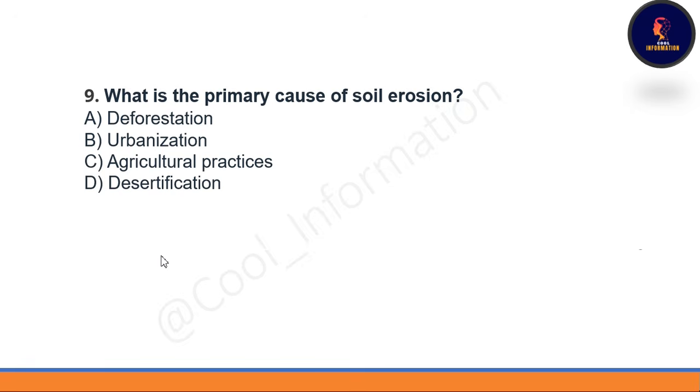So the correct option will be option number C, agricultural practice, because agricultural practice is the most common cause of soil erosion, the primary cause. I know that deforestation, urbanization, and desertification are also causes of soil erosion, but the primary cause of soil erosion is agricultural practice. So option C will be correct.